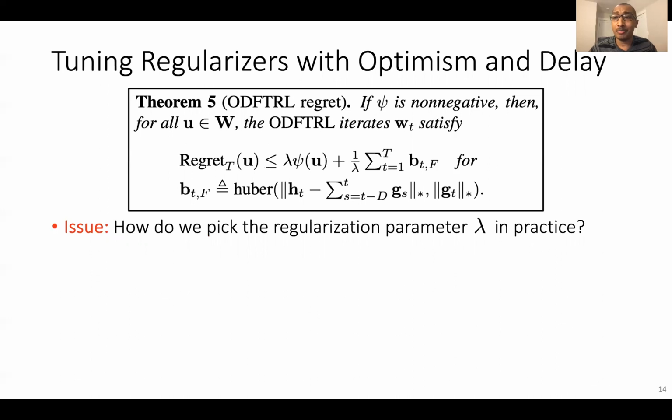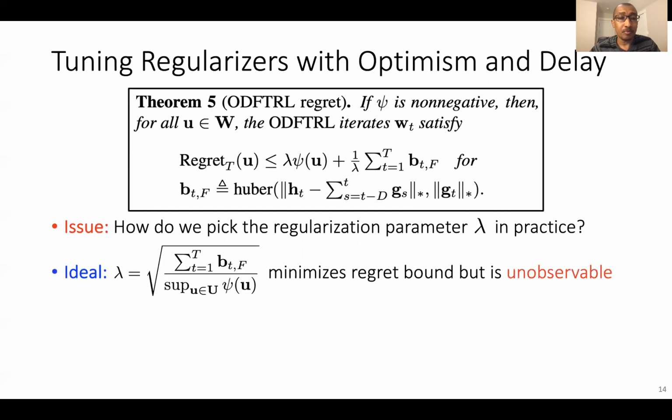Okay. So we have some algorithms, we have some guarantees, but these guarantees depend on the regularization parameter lambda. So how do we pick that in practice? Well, the ideal thing would be just to optimize our regret bound. But of course, that leads to a lambda parameter that's unobservable. It depends on gradients that we haven't yet encountered.